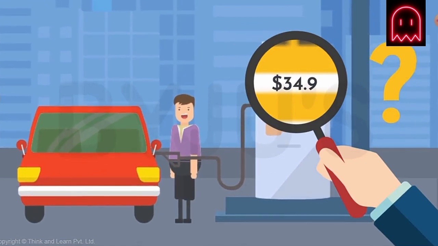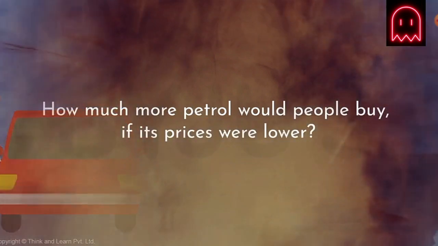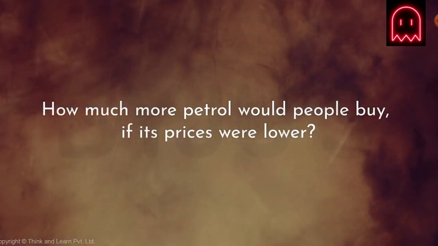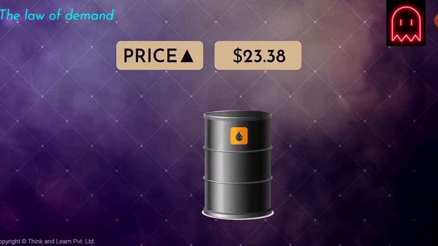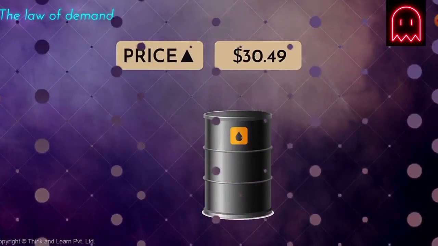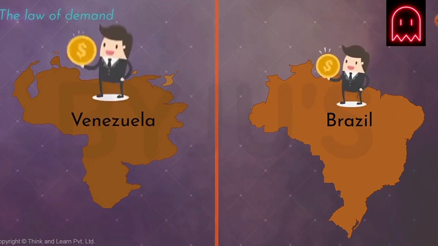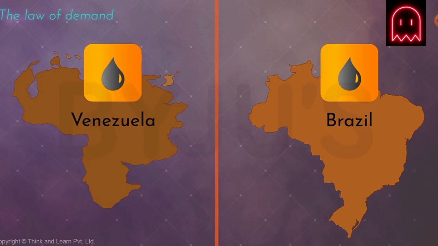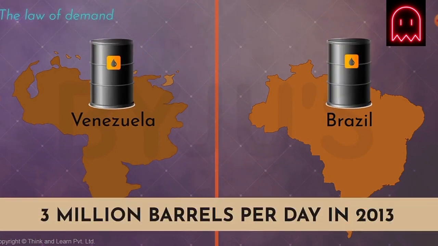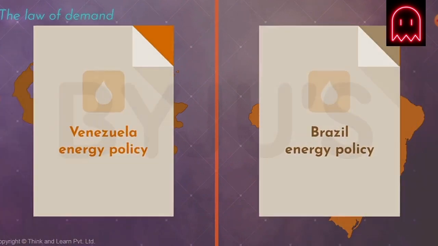Let's take another case study now, this time at a more aggregate level. How much more petrol would people buy if its prices were lower? We have explained that the quantity of petrol demanded falls as the price rises. We are now ready to study empirical evidence that backs this up. Brazil and Venezuela share a border and they have similar levels of income per person. Both are also large oil producers. Each produced about 3 million barrels per day in 2030. However, they have radically different energy policies.